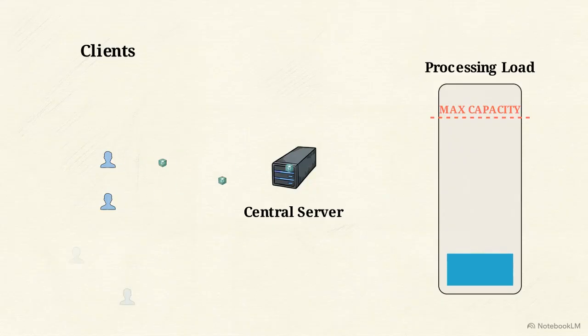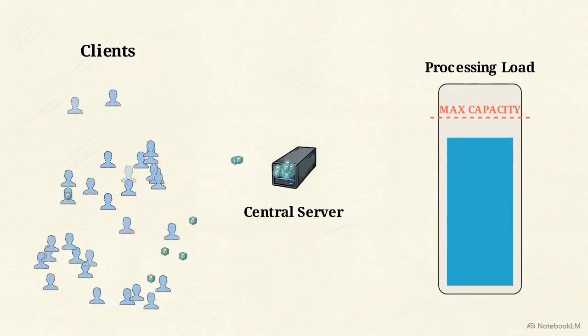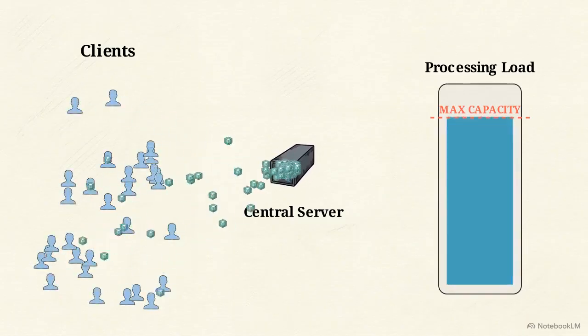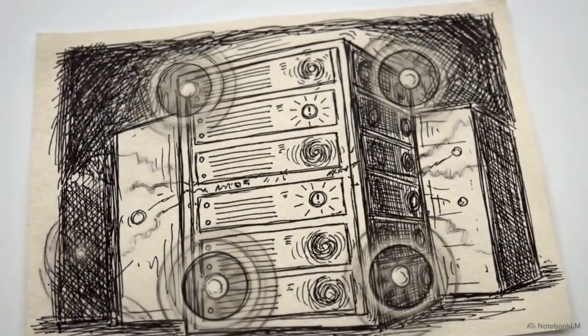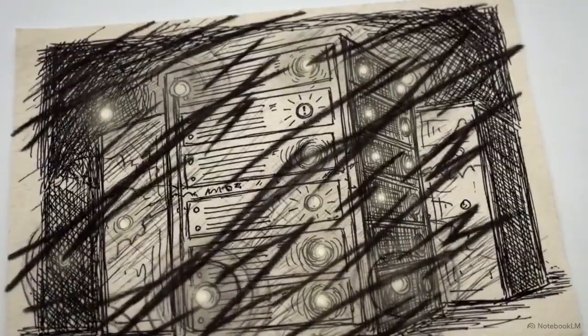As user counts scale, the centralized server must handle every single request sequentially. It rapidly becomes an inescapable processing bottleneck. And because there are no alternative routes, a catastrophic single point of failure.